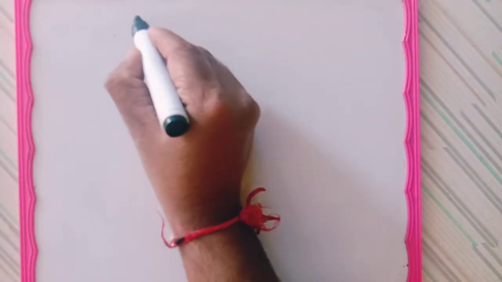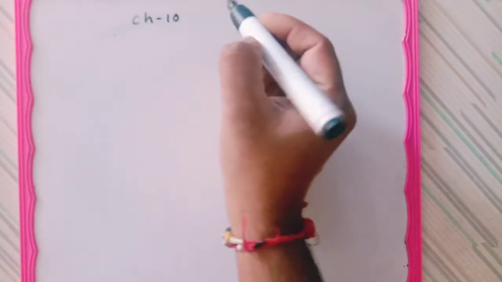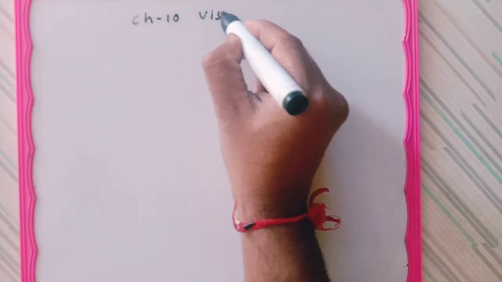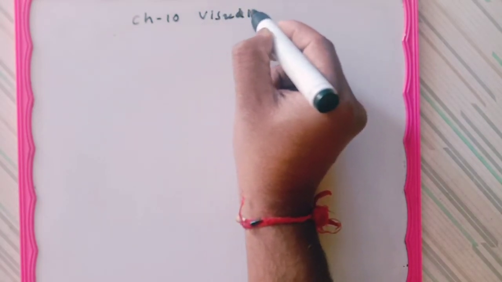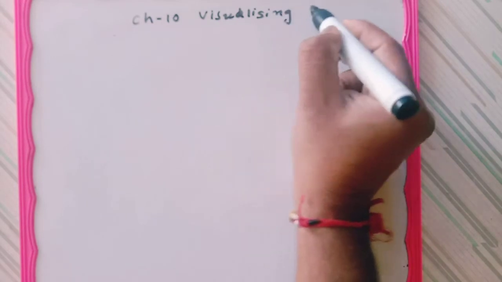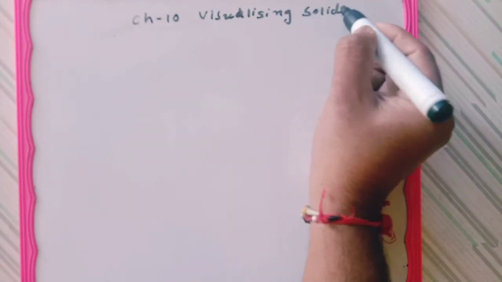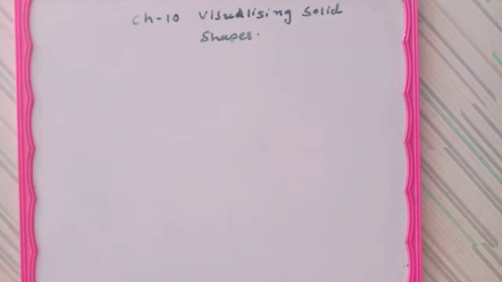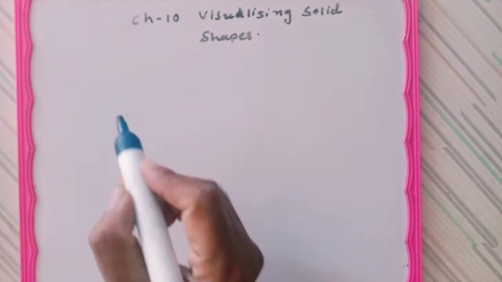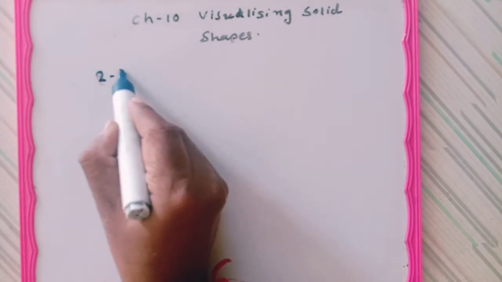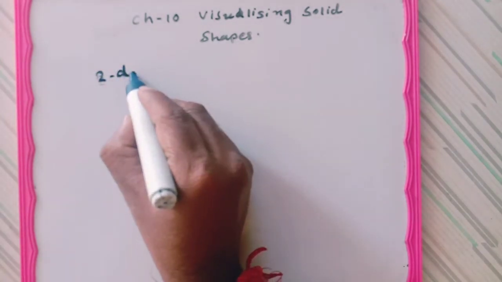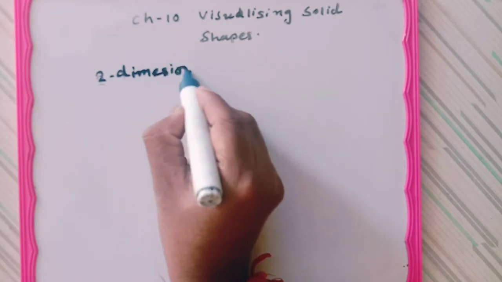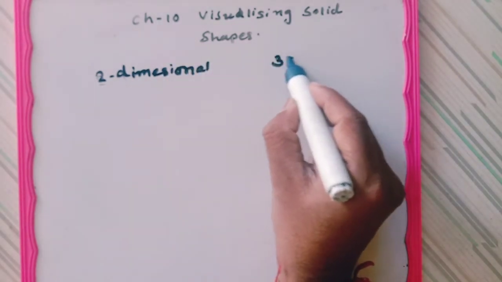Students, today we will study chapter 10, visualizing solid shapes. So we study many types of shapes. Some shapes are two-dimensional, and some shapes are three-dimensional.